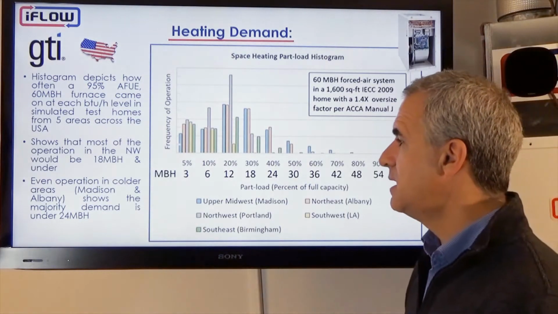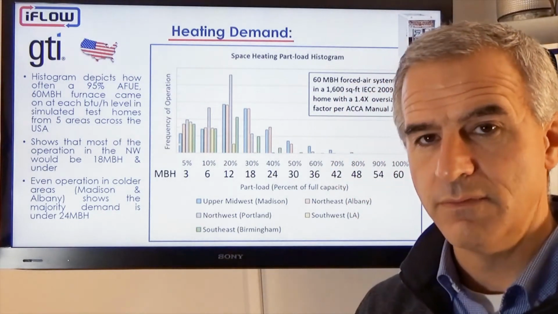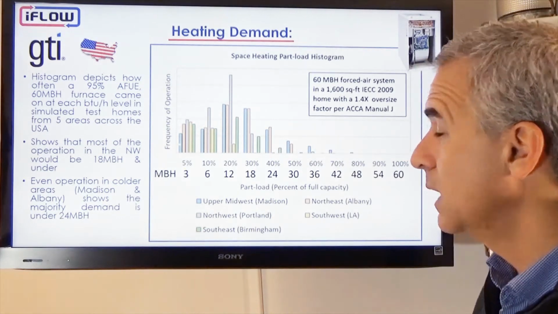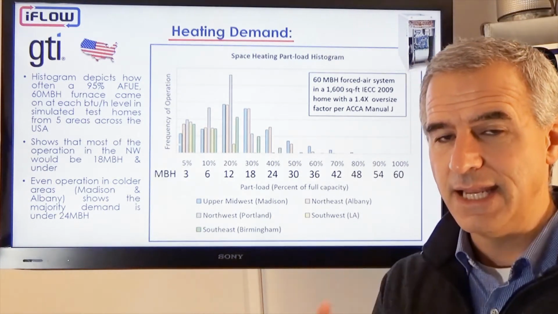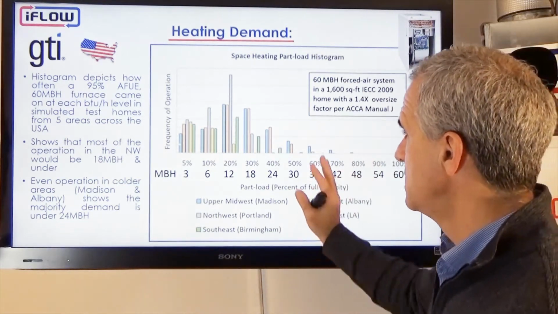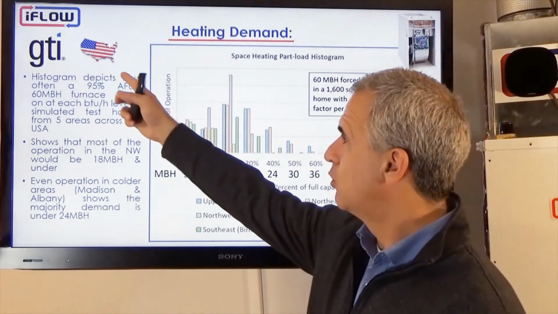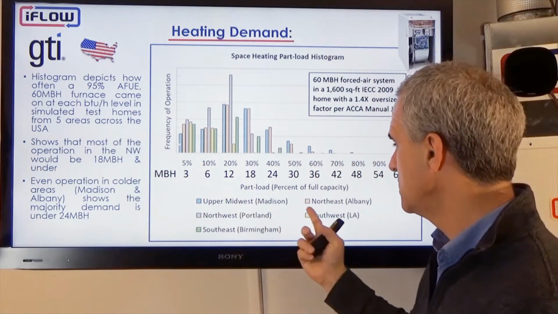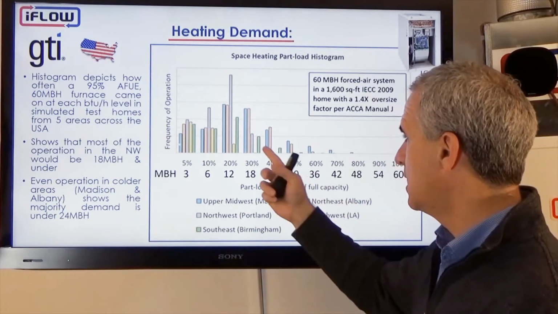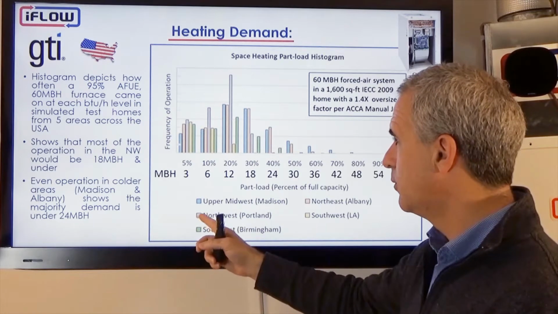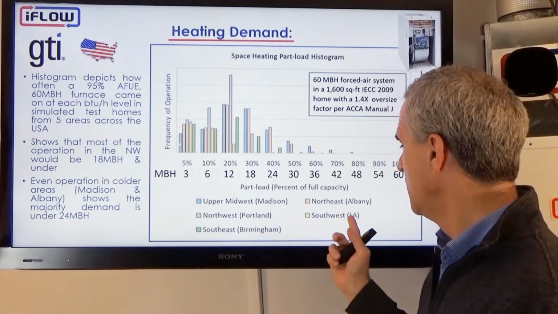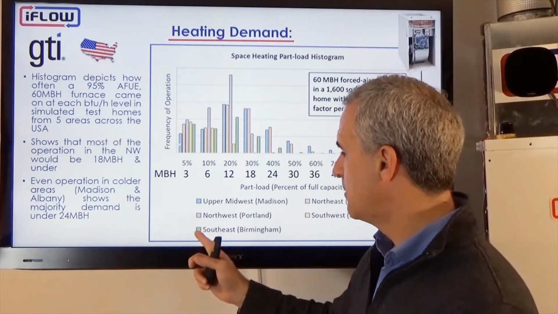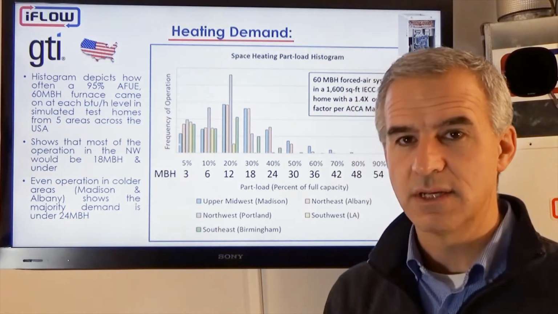So here is the crux of the issue, and the reason why we need to look very seriously at the minimum inputs as well as the maximum inputs when we're selecting heating equipment. This is a distribution of homes in the US. So again, we have 5 different locations. The blue line represents Madison, Wisconsin. The orange line represents Albany, New York. The gray line represents Portland, Oregon in the northwest. The yellow line represents Los Angeles in the southwest. And then Birmingham, Alabama is in green, representing the southeast.